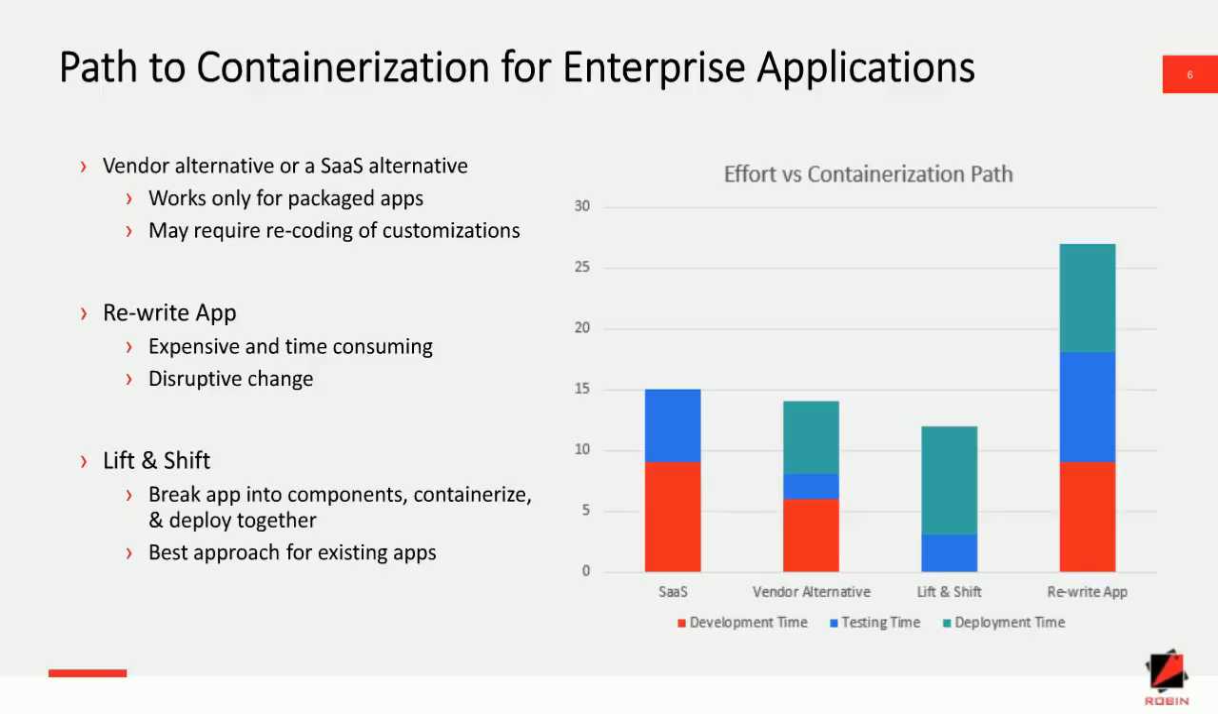Now, if you look at the graph on the right side, it's a plot of effort versus the different options. And what effort really means is the development time, the testing time, and the deployment time, right? So if you were to use a SaaS solution, essentially there is no deployment effort involved on your operations team, but you may have a development and testing cost.